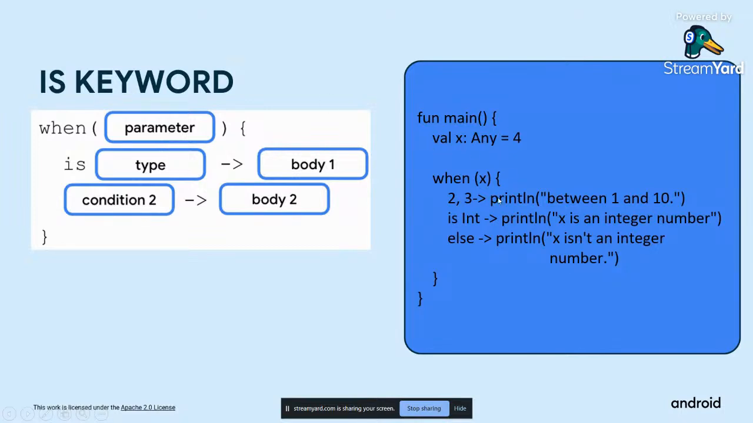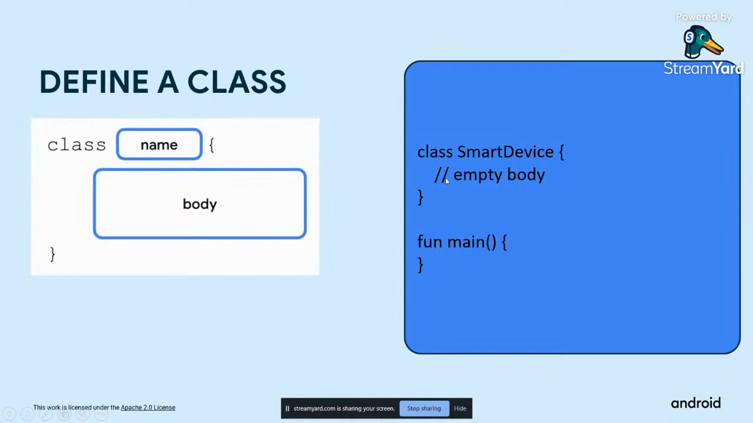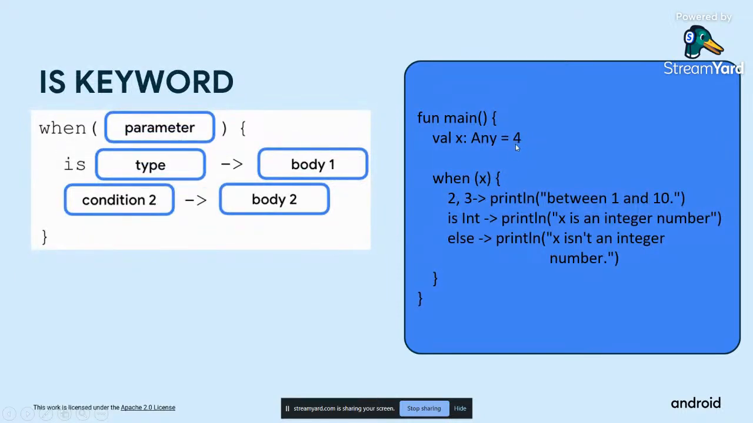So for example, see this code. Here we are checking if is int. If it is int, then "x is an integer number" will be executed. Suppose for example here instead of 4 I have passed something else, 4.5. Then this won't be executed. Else will be executed because 4.5 is a float value. So that was the basic concept of is. I hope it's clear to all.